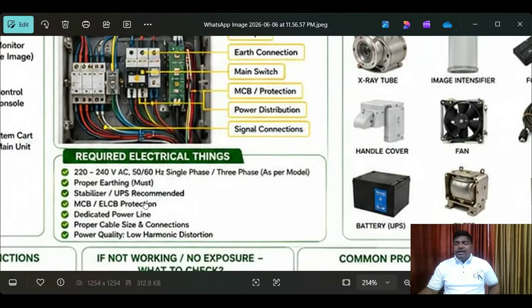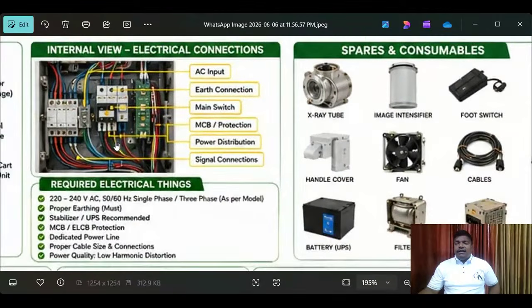Now I have shown the electrical things here. This is the internal part of the electrical connections. I hope you got it very clearly. I am engaging in a very nice way. If you accept my live sessions, then I will continue and try to give you more information which is important to your life.